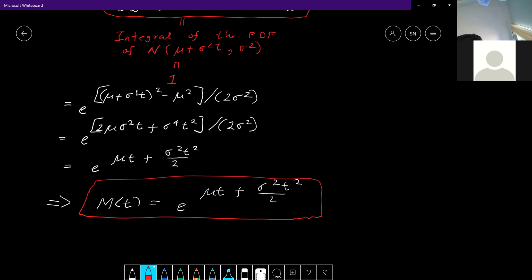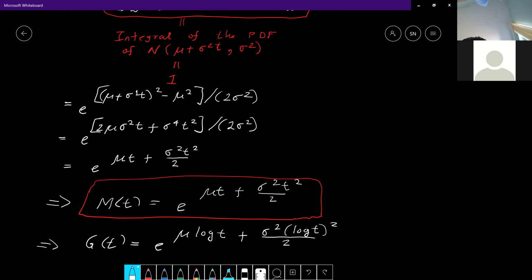Now, similarly, you can find the PGF. I'm not going to do it, but you can show that the PGF of a normal, denoted by G of t, is equal to e to the power of mu log of t. I'm not going to prove it, but I will leave that as an exercise for you.